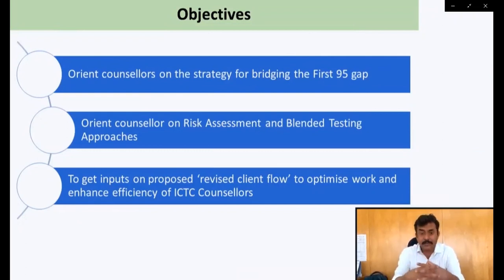First, we want to orient our counselors and sensitize them towards the gap of the first 95. Although you all are doing it, we still want to emphasize that risk assessment should regularly be done at ICTC, and which client should be assessed for their risk. That also we will discuss, which will be covered under the revised client flow. So these are the three basic objectives.